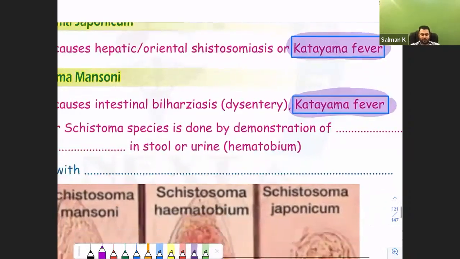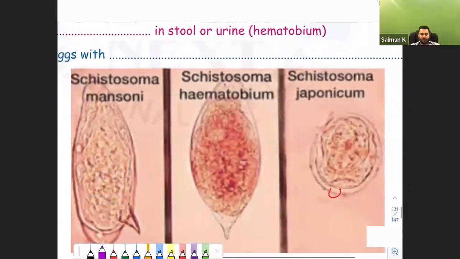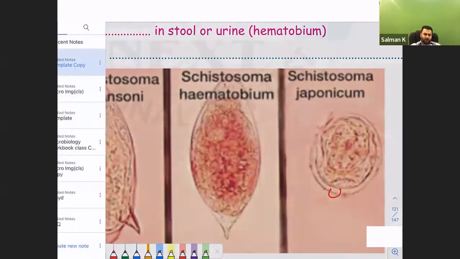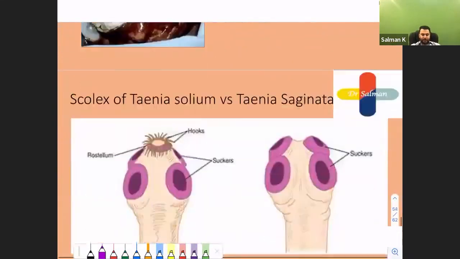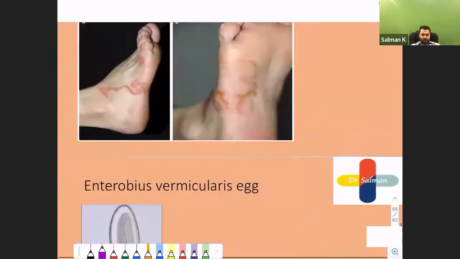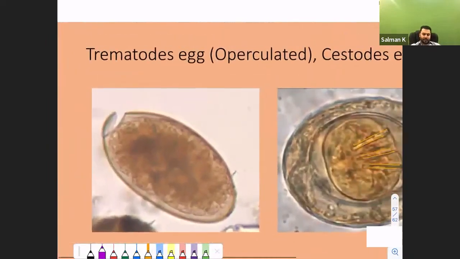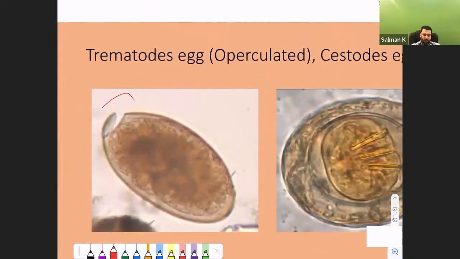Next, if you examine the eggs, first I'll show you one egg. I would want you to pay attention to this egg. See here, doctors. This egg is described as operculated egg. Remember this word? Operculum means opening. So operculated egg is this egg, and this is the egg of trematode. That means trematode egg should have one opening. That is called as what type of egg?